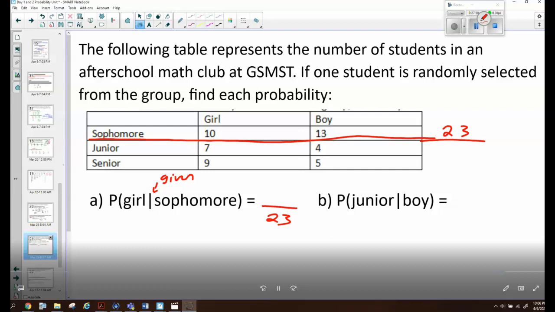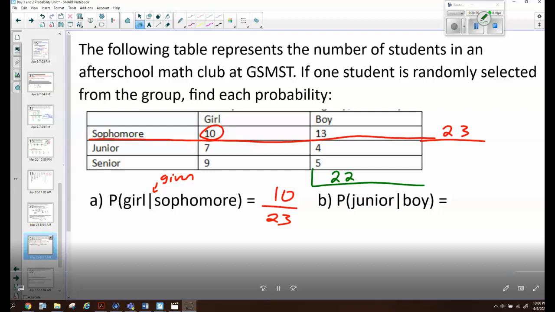And then how many girls do we have in that sample space? Again, that's my desired outcome. We've got 10. 10 out of the 23. Not 10 out of the total number, okay? All right, let's take a look at the next one. How many are a junior given that they're a boy? So boy puts me in this column. How many guys do we have here? Let's see. 17 plus 5, so 22. So we've got 22 guys in math team total.